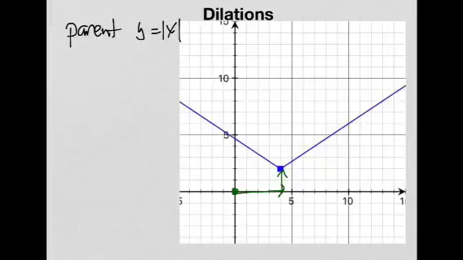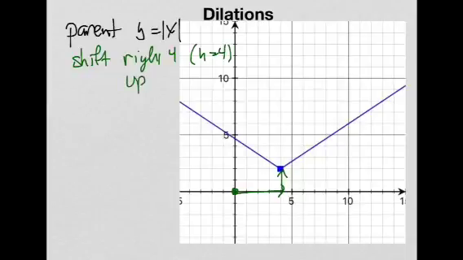So we can describe that. We can say we have a shift right 4, so my h equals 4. I can go up 2. That's my k. This one does not have a reflection, because it still is opening up the way we expect the parent function opens up.